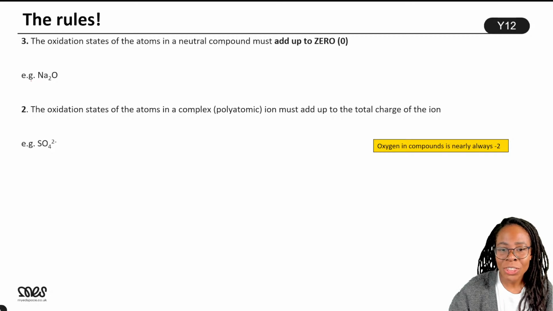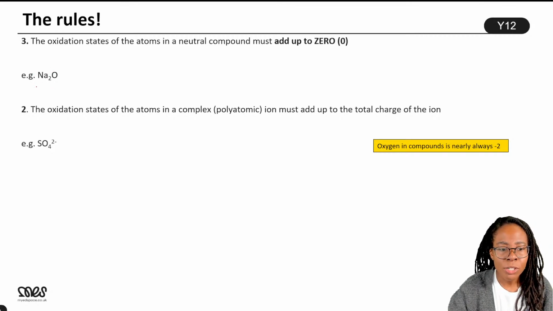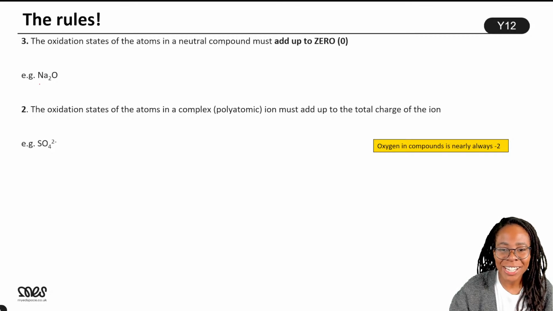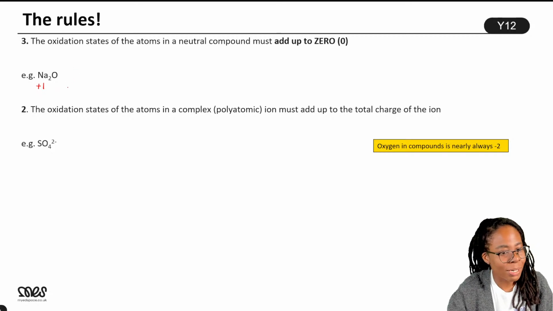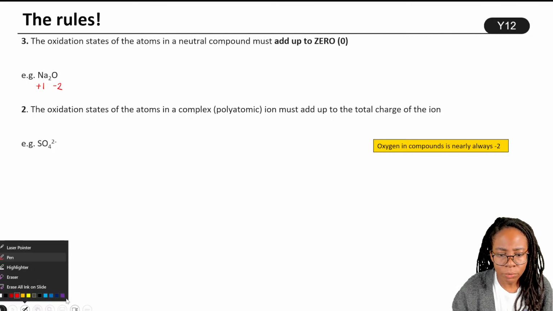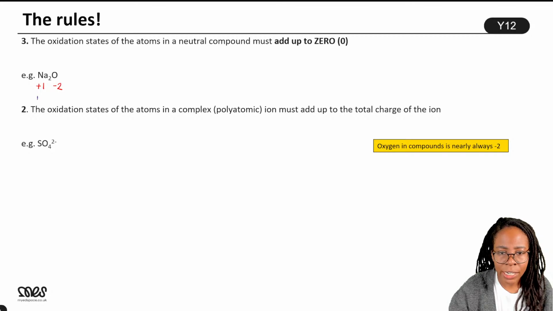So for sodium oxide, sodium is in group 1. So we know it would have an oxidation state of +1. And there are 2 of them, so they're contributing +2, which means that the oxygen must have an oxidation state of -2. So that overall, the oxidation states will add up to 0.